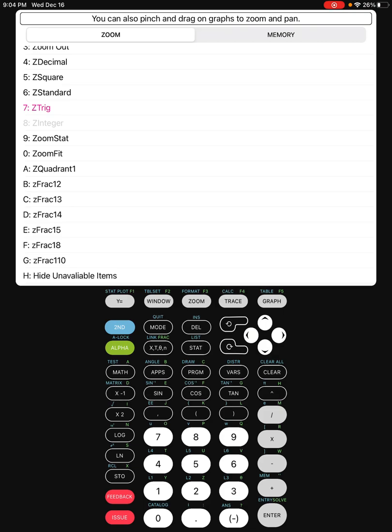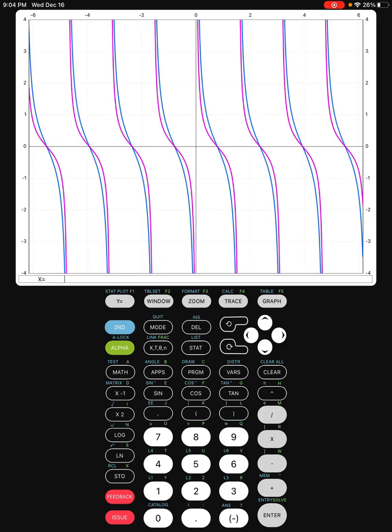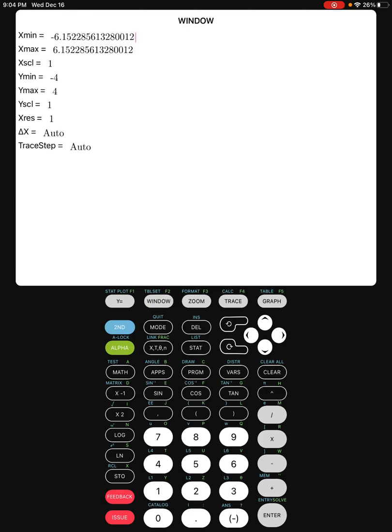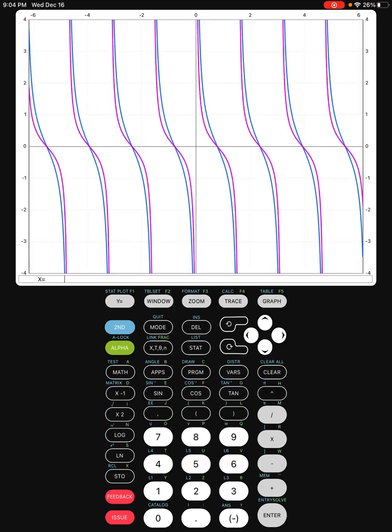This is my app, obviously, on my iPad. I hate this thing, but it works. So if you press zoom 7, this is your trig window snap, and what's going to happen, you can look in the window settings then, is it's going from approximately negative 2 pi, negative 6.15, to positive 2 pi, and then setting your y min and max to negative 4 and 4. So that's generally a pretty good window. You can do zoom 7 and then change your window from there to see it.